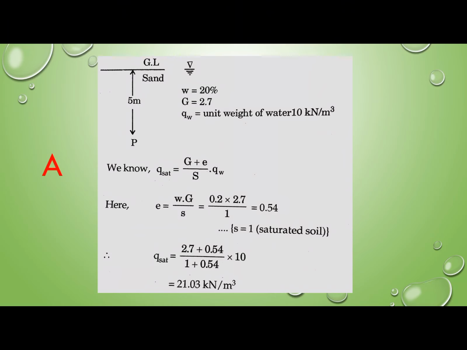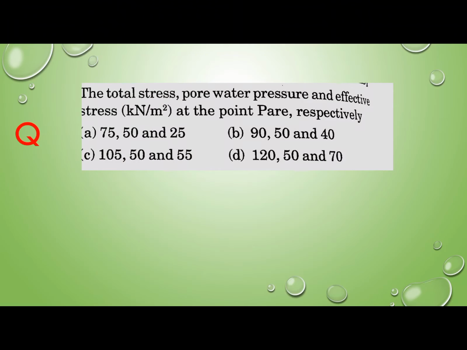Then just substitute it in the equation for gamma saturated, that is the saturated unit weight, which is (G plus e) into gamma w divided by (1 plus e). So directly we are getting the saturated unit weight of the sand as 21.03 kilonewton per meter cube. So the answer will be option C. Next question.